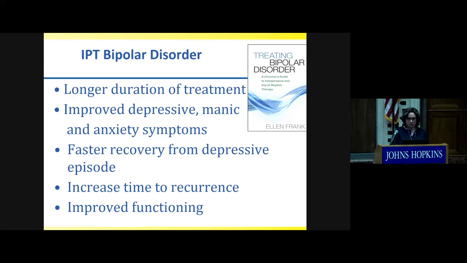I'm going to go through a couple of adult adaptations before I talk about the pediatric adaptations. So IPT for adults with bipolar disorder was developed by Ellen Frank. It's called Interpersonal and Social Rhythm Therapy. This is the manual. It's a longer duration of treatment, and in the randomized controlled trials for adults with bipolar spectrum disorder, IPSRT is adjunctive to treatment with medication. Those individuals had improved depressive, manic, and anxiety symptoms, faster recovery from depressive symptoms, increased time to recurrence of episodes, decreased duration and severity of mood episodes, improved psychosocial functioning, and improved response to medication.